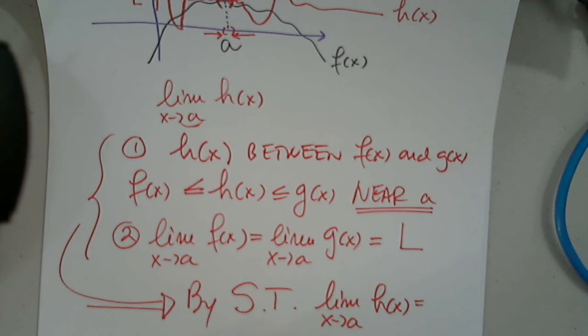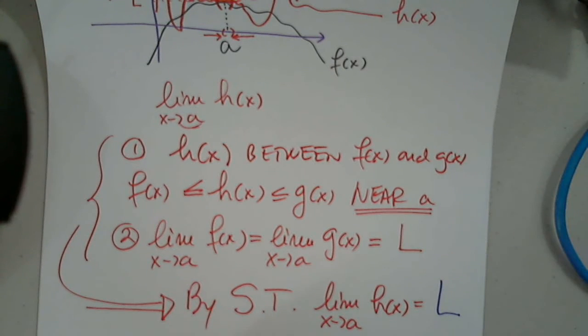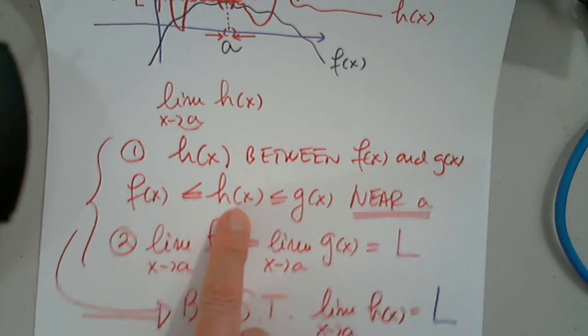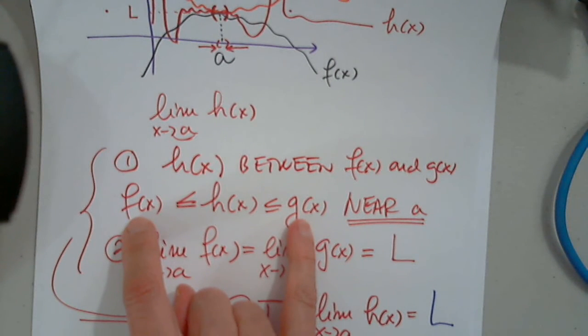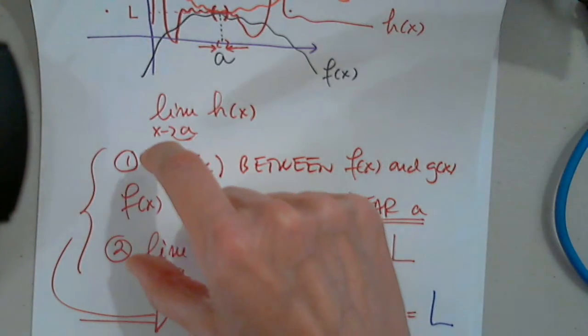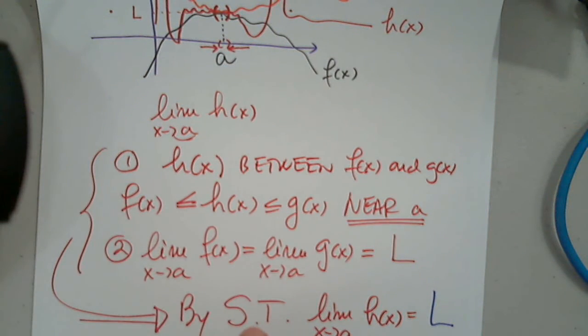Excellent idea. So what do I write? Limit of h of x equal L? That's it. L. By the squeeze theorem, this is guaranteed, as long as I can show these two hypotheses. h of x is squeezed between the lower and the upper. The lower and the upper have a limit, and the limit is L. By these two, and by the squeeze theorem, the limit is L.